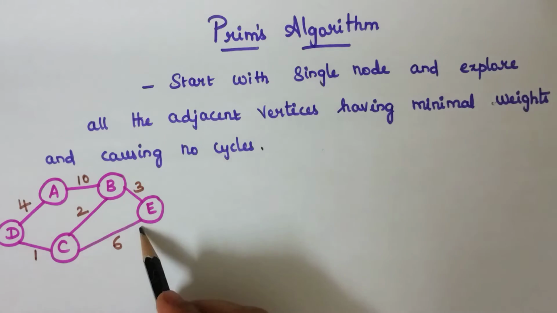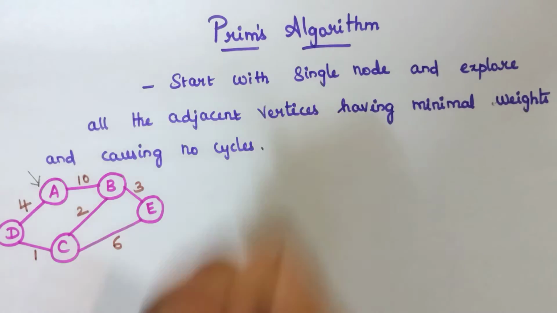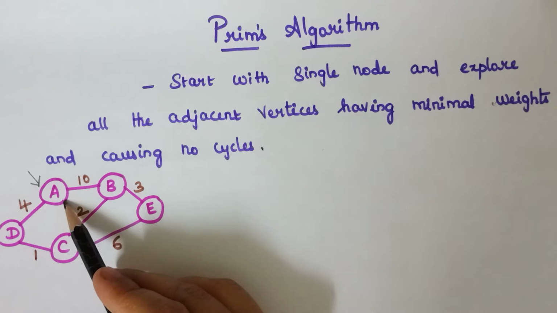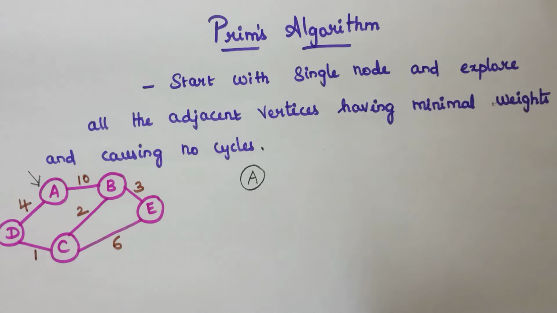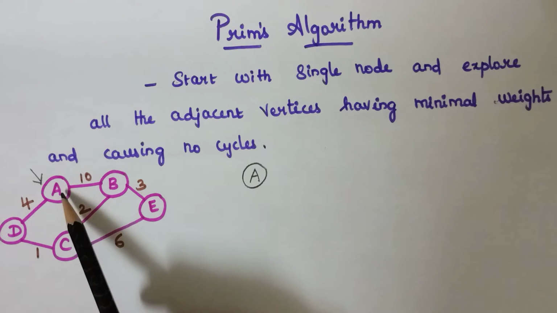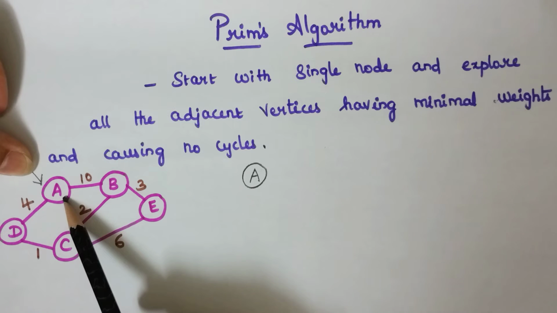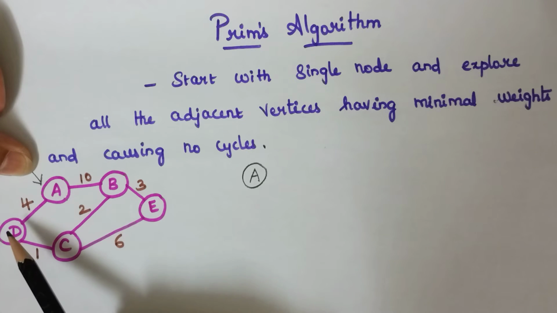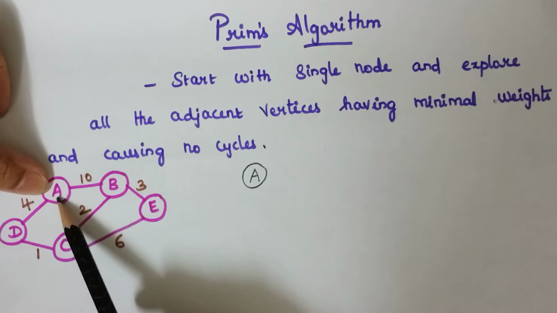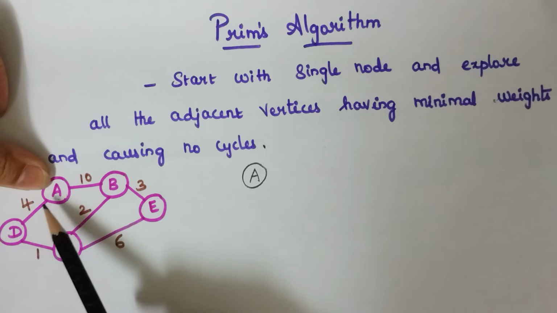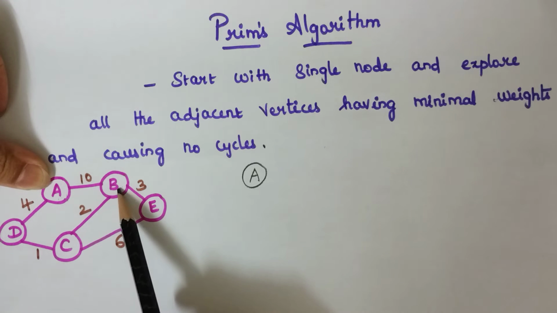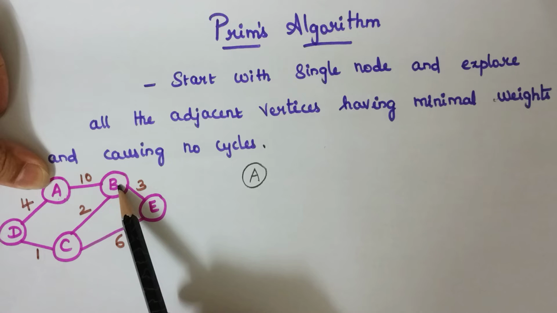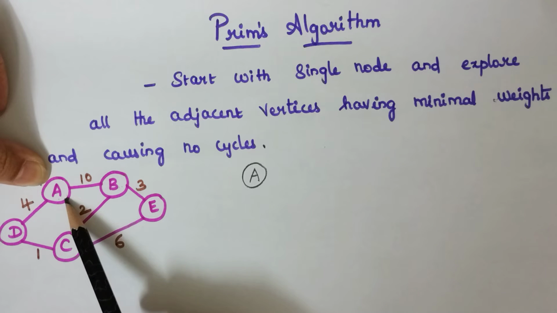In this graph, I have taken A as my starting node. By taking this vertex, A, what is the next step? I need to find the adjacents of A. Whichever vertices are connected with vertex A are called adjacents. If you take A, what are all the vertices connected with it? D and B. You can see there is an edge from A to D and an edge from A to B. So these two vertices are the adjacent vertices for A.